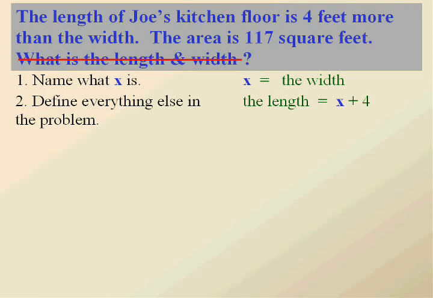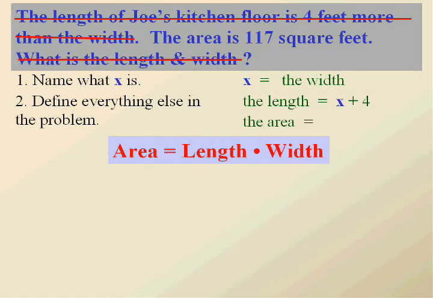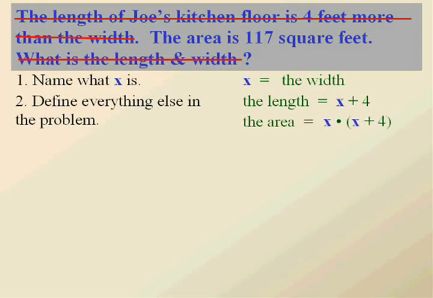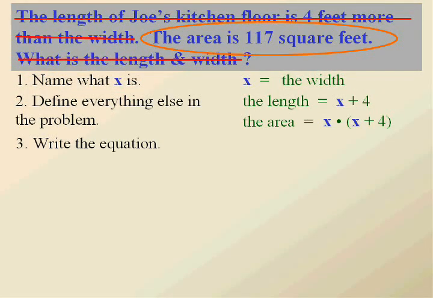Now, let's cross out what we've done, the length and the width, and that the length is 4 feet more than the width. Now there's another word in here, the word area. I should define that as part of step 2 as well. We're going to say it's a rectangle, and the area of a rectangle is length times width. So the area is going to be x times x plus 4, the width times the length. Now, the nice thing about crossing things out is whatever's left is going to give me my equation. I have the word area in step 2. So the equation will be the area is 117. There's your equation. That's why I cross things out.